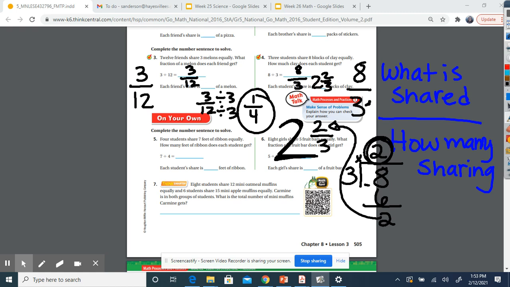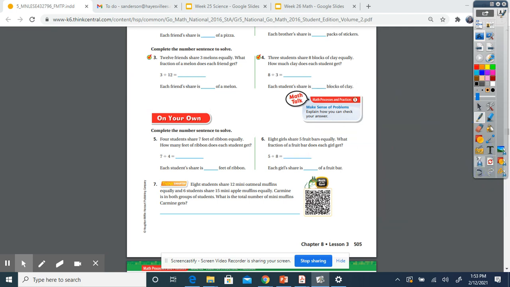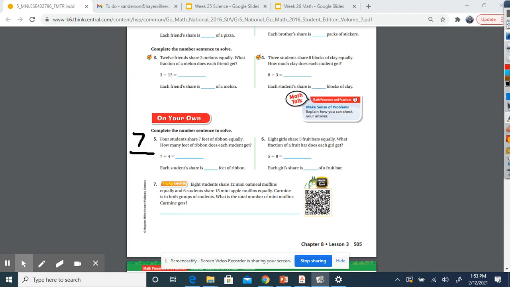All right, let's look at number 5. So we have 4 students who share 7 feet of ribbon equally. How many feet of ribbon does each student get? So what's being shared is 7 feet of ribbon. How many students are sharing it or things are sharing it? 4 students. So 7/4 would be my fraction. I'm going to convert this into a mixed number.